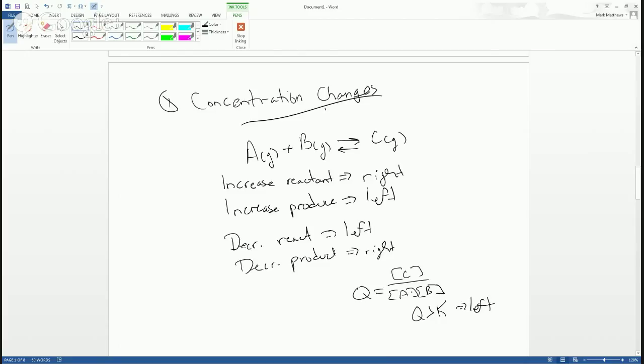Likewise, if you increase the amount of reactant, you're adding stuff to the bottom part of your ratio. So that's going to make the overall ratio smaller. And if it gets smaller than K, then the system will have to respond by shifting to the right.